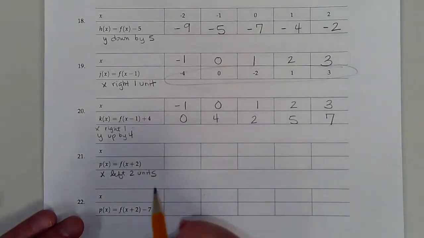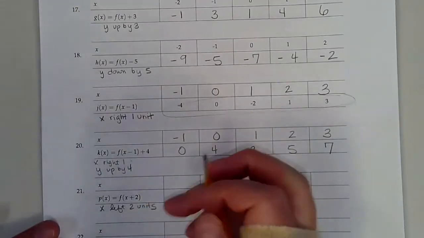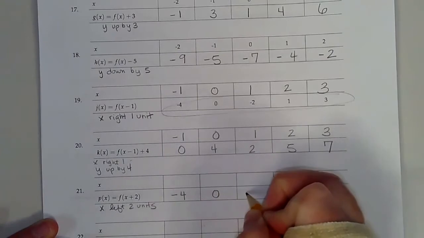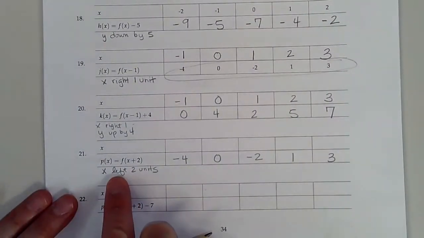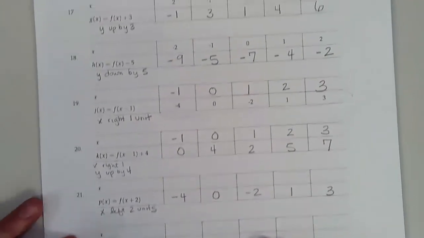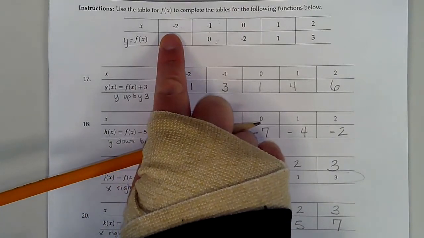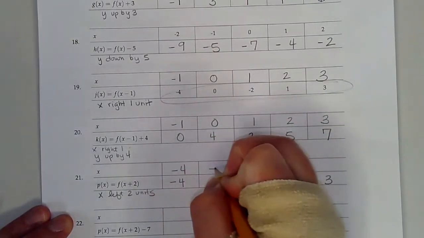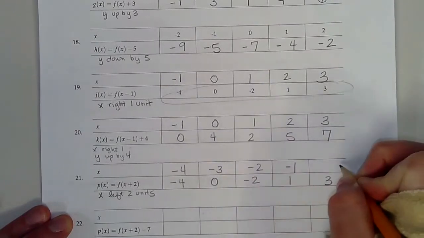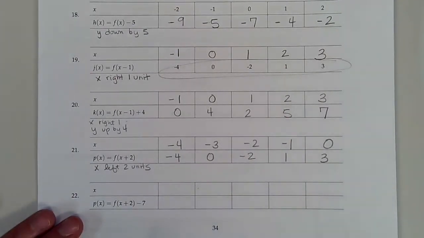Let's start by figuring out what these x values are. We know the y values are going to stay the same in number 21. So I'm actually going to copy those down from before. We have -4, 0, -2, 1, and 3. So I just took those off of this f of x here. And then we know that we want x to go left by 2 units. So I want to subtract 2 from each of these x values. So I originally had a -2. If I subtract 2 from that to make my x values go left, I'm going to end up here with a -4. And then -3, -2, -1, and a 0. Okay, so each of those x values shifted over two less than what they were.